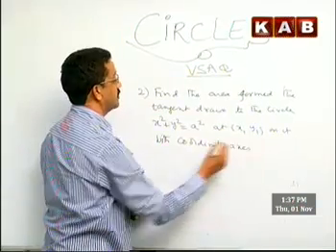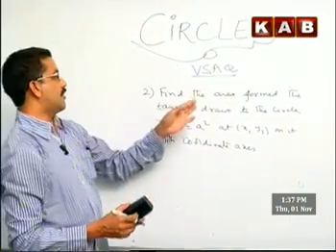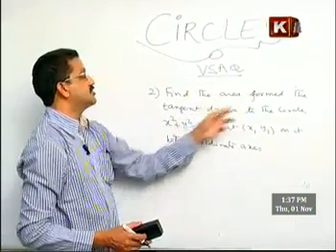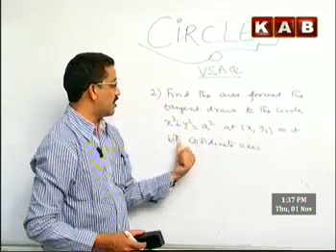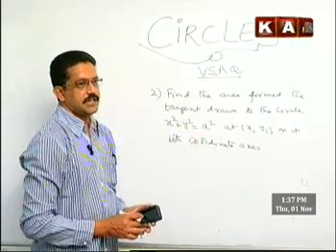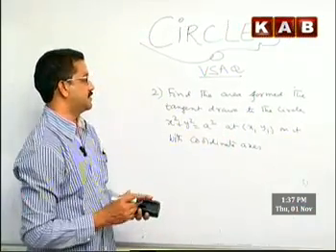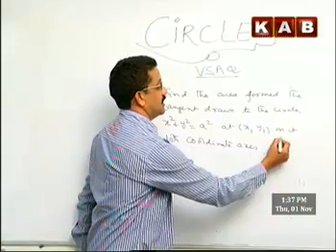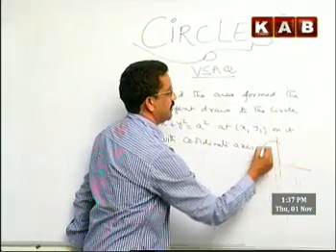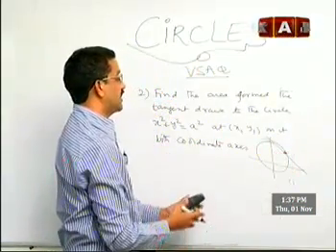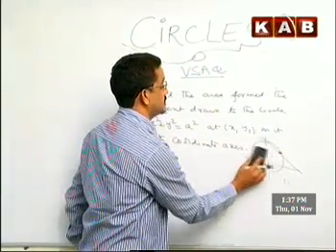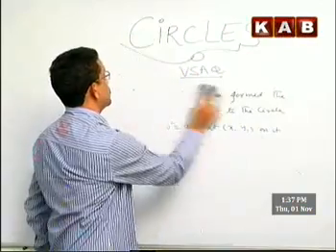I read the question again. Find the area formed by the tangent drawn to the circle x square plus y square is equal to a square at (x1, y1) on it with coordinate axis. If you don't understand the concept, let me show you what he is asking. A circle is given and there is a tangent. Let me show you the figure clearly once again.